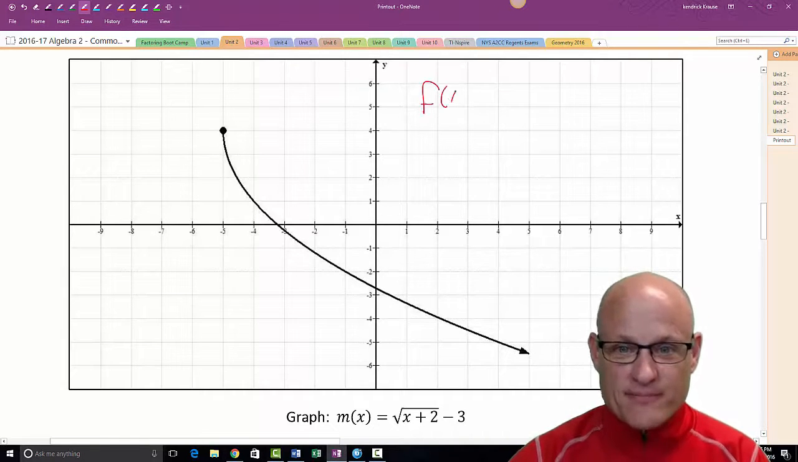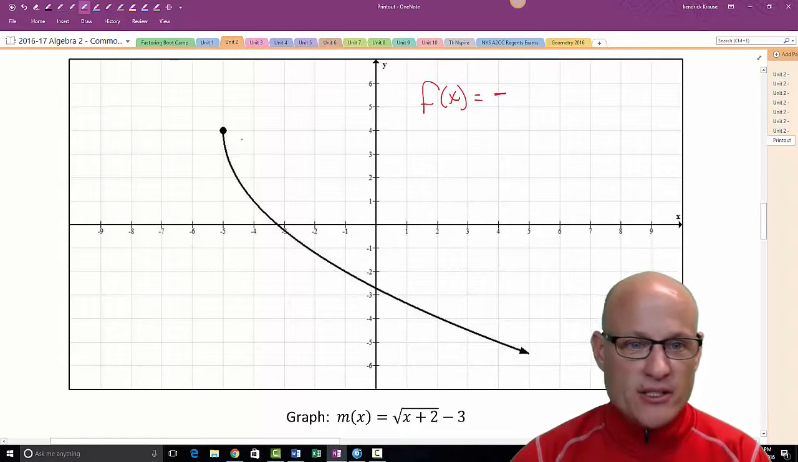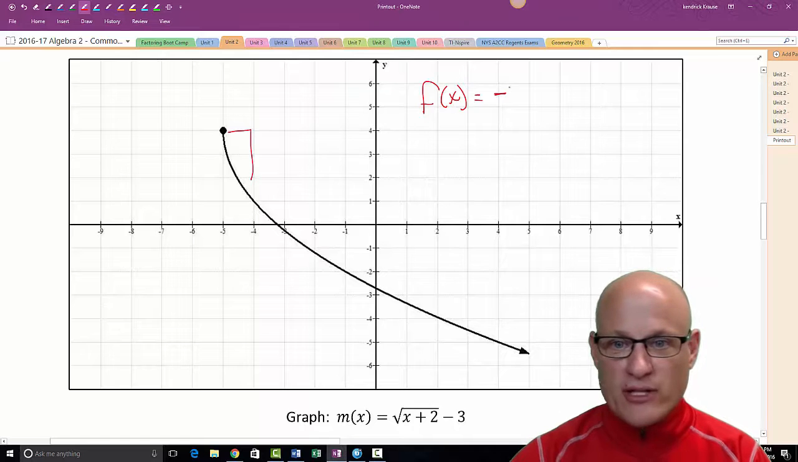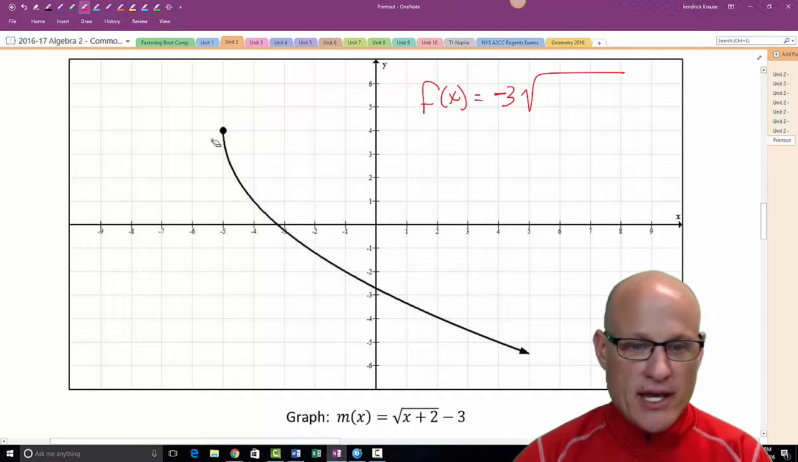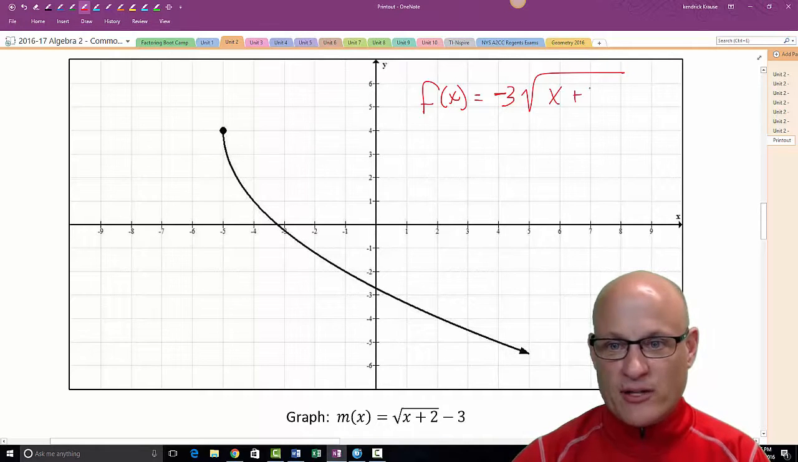All right, f of x. F of x is equal. It's coming down, so it's negative. It's going over 1 and down 3, so that's negative 3 square roots of. And we move to the left 5, so this is x plus 5.